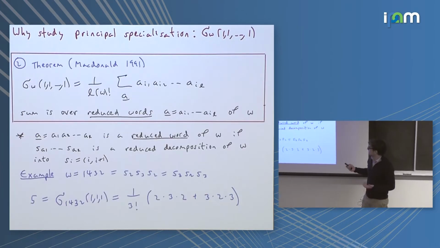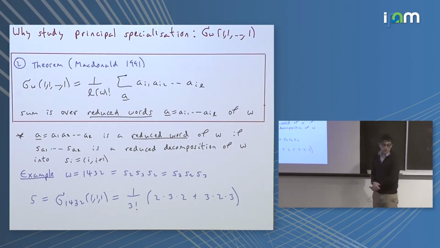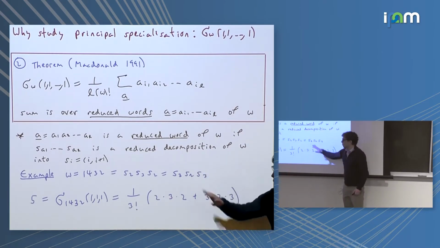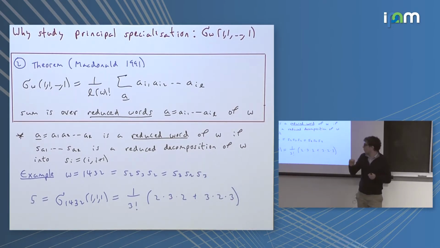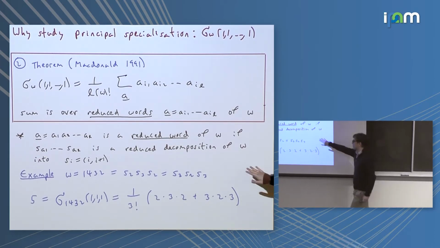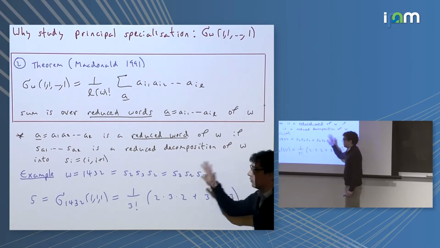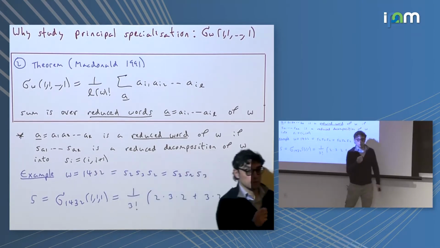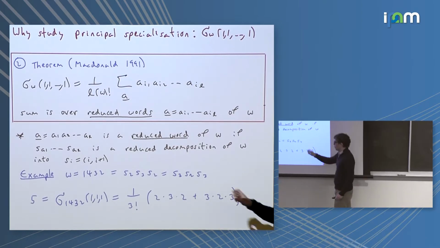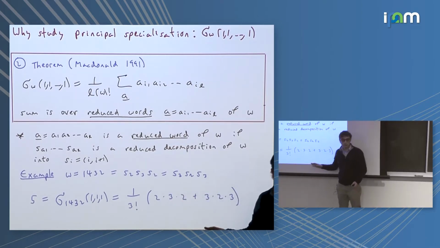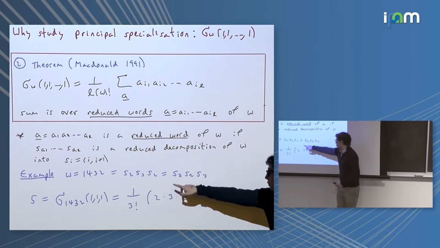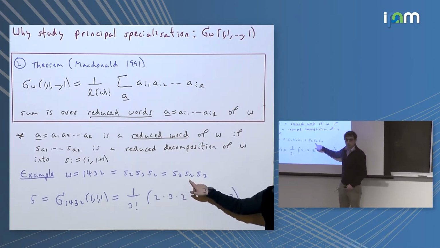Okay, so here's that second reason to study these principal specializations. Let's look at an example of this. A reduced word of a permutation, a1 up to aL, are the indices of a reduced decomposition of the permutation into the product of adjacent transpositions, s_i. So for example, the permutation 1, 4, 3, 2 has 2 reduced words: s2, s3, s2, or s3, s2, s3.